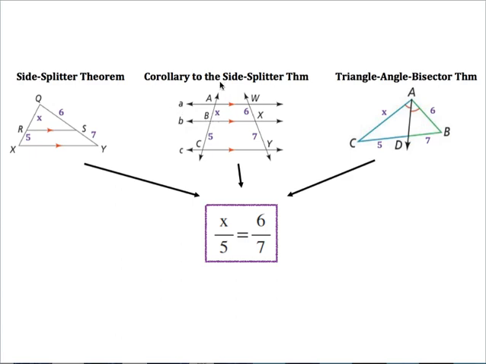Oh, I actually get the same thing with the corollary to the side splitter theorem. The corollary to the side splitter theorem says if I make a proportion of sections between three parallel lines, I can use that to solve the problem. x over 5 equals 6 over 7.